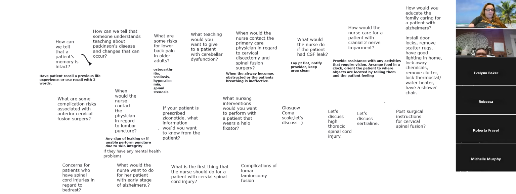Okay, so let's see. We have a thoracic spinal injury 10 years ago. What would you want to look for? What, like if there's a complication, what would you want to look for? Curvature of the spine? That might be.